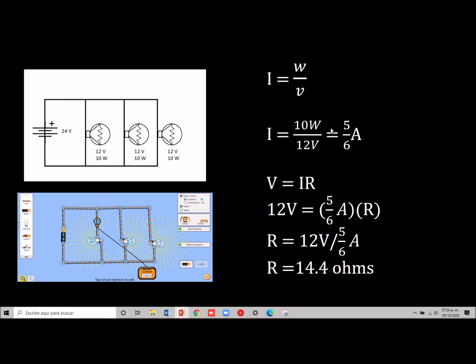So now that we got the current in each light bulb, we need to know the resistance in each light bulb. For resistance, we do voltage divided by current. That is 12 volts from the ones here divided by the result here, that is 5 divided by 6 amps or 0.83 amps. And that gives us 14.4 ohms.